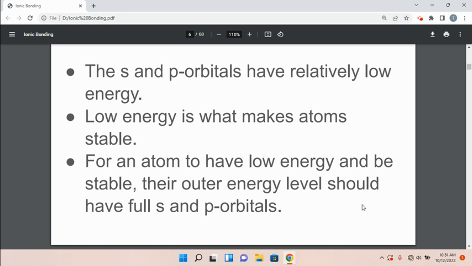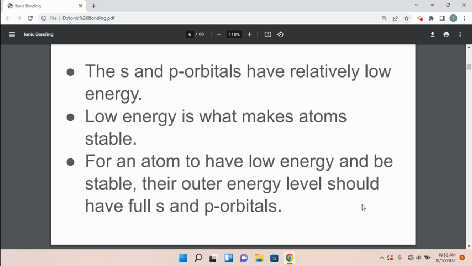The s and the p orbitals have relatively low energy. Low energy is what makes atoms stable. Everything in the universe wants to be in its lowest energy state. Everything moves towards low energy. Take a boiling pot off the stove, put it on the counter, and immediately it starts to cool down. On the stove and boiling, it's in a high energy state. As soon as you remove it from the stove, the energy immediately starts to drop off. Everything wants to be in a low energy state. The s and the p orbitals are that low energy state.